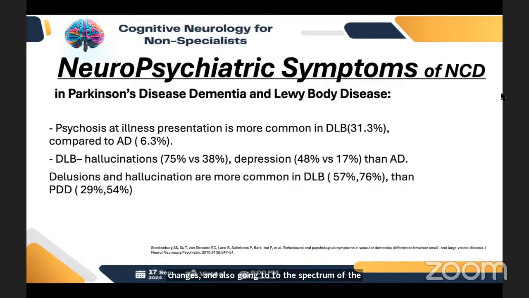Hallucinations are very dominant in the dementia of Lewy body, depression as well, more dominant than Alzheimer's disease. And sometimes those neuropsychiatric symptoms will help us or guide us to diagnose the right kind of dementia the patient is having, which could be very challenging. Delusions or hallucinations, again, are also common, as I just mentioned. It's more common than in the dementia of Parkinson's disease.